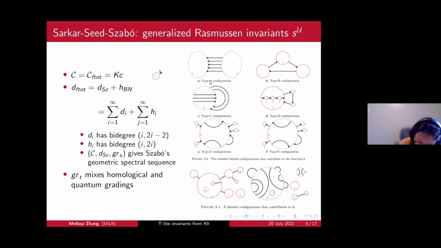Let's do it this way. So you have two circles merging into one, and I would draw the picture like this. This is 1 tensor 1, x tensor 1, 1 tensor x, and x tensor x. And I can think about the differential for Khovanov homology as looking like this.